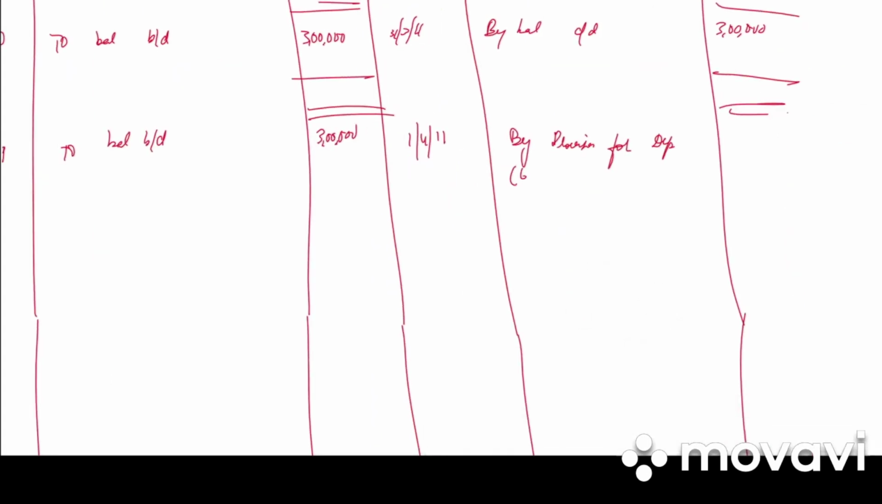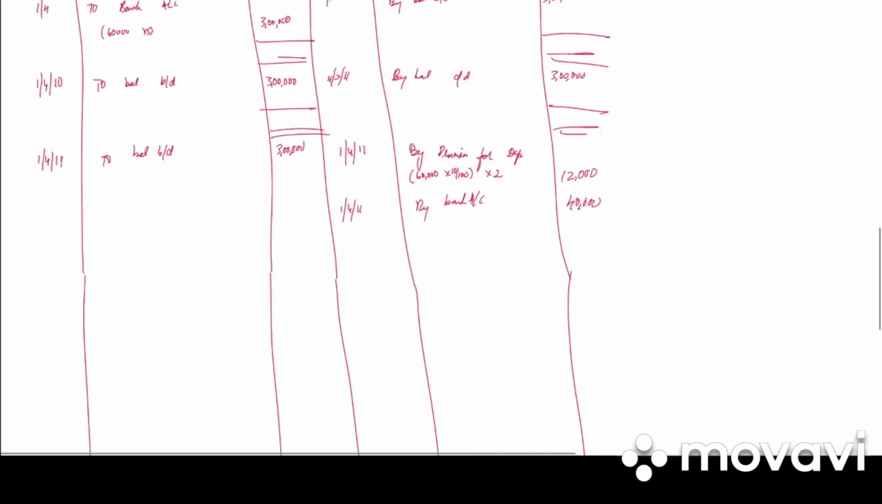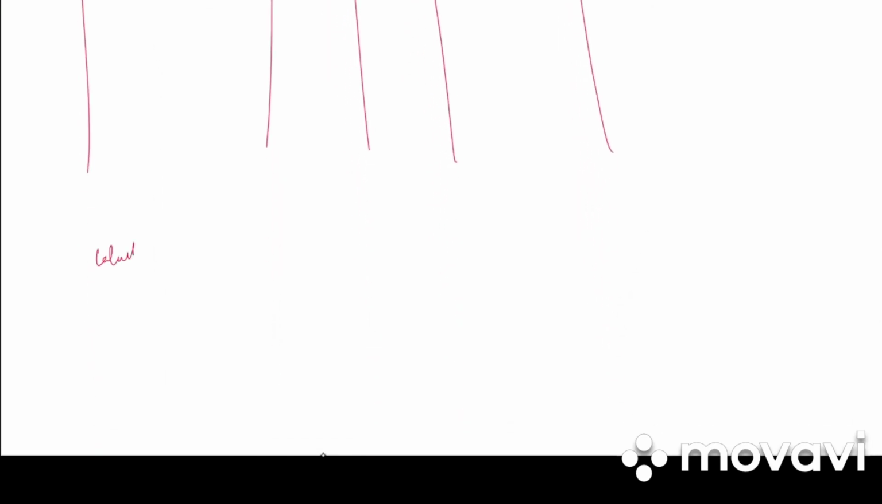So machinery cost 60,000. 60,000 into 10 by 100, and for how many years it was? 2 years. So the depreciation will be 12,000. Next on 1st April we write by bank account 40,000. Leave this space blank. We need to calculate profit and loss.